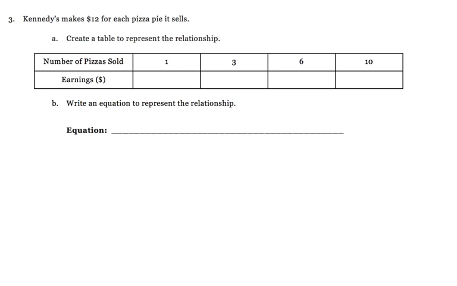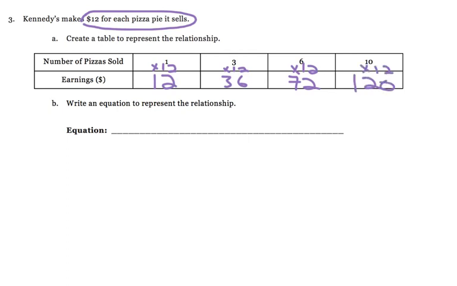Kennedy's makes $12 for each pizza pie it sells. Create a table to represent this relationship. All right, so now our constant of proportionality, or our unit rate, is 12. So if Kennedy sells one pizza, they're going to earn $12, and you could have thought about that as just 1 times 12. 3 pizzas times $12 per pizza would be $36. 6 pizzas times $12 per pizza is $72, and 10 pizzas would be $120.